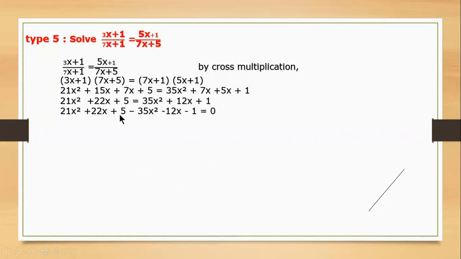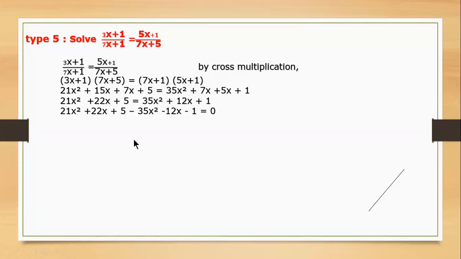Now let us transpose all the terms to the left hand side. We get 21x square plus 22x plus 5 minus 35x square minus 12x minus 1 is equal to 0. When you transpose, the signs of all the terms on the right hand side will change. So plus 35 was, so it became minus 35 now. Plus 12x became minus 12x, and plus 1 has become minus 1, which is equal to 0.